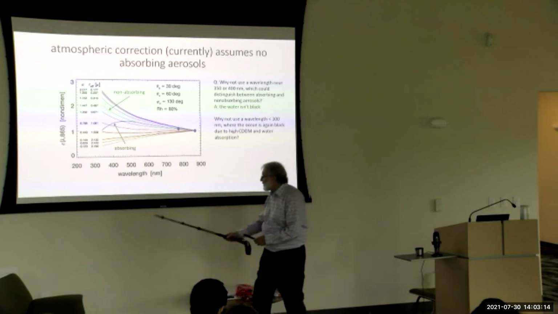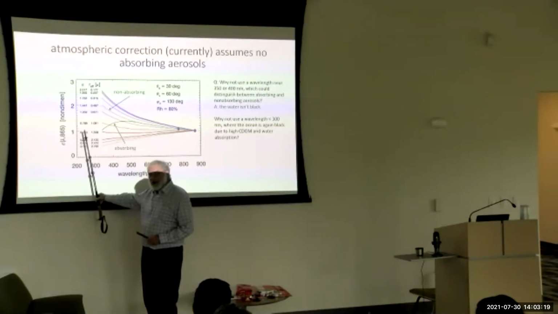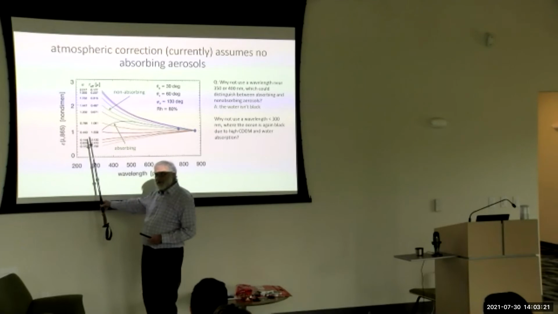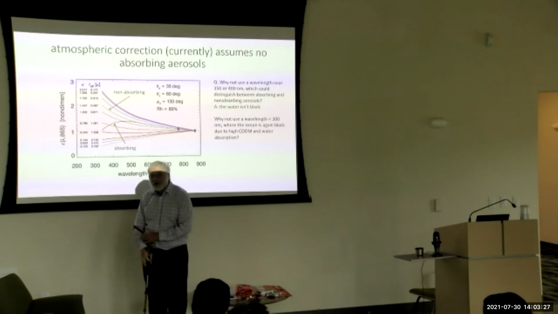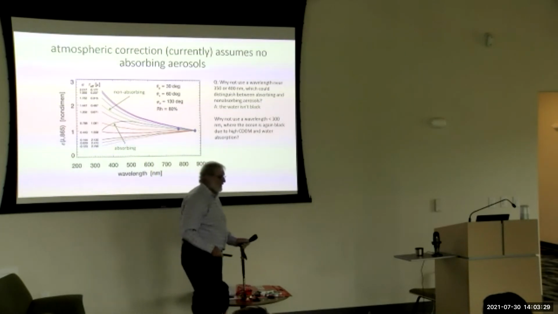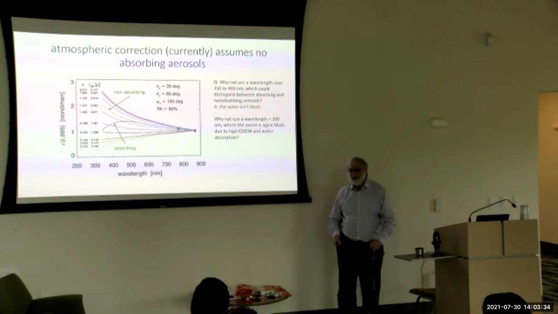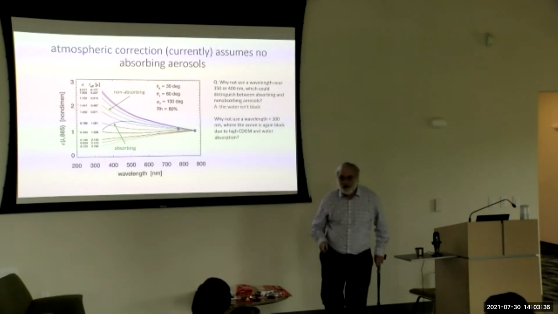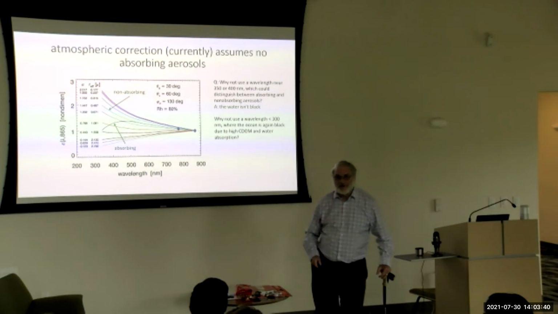So why not put a band at 250 or 280 or something like that? And then we can make the black pixel assumption and we could spot the difference in the non-absorbing aerosol and the absorbing aerosol. So why don't they do a band down somewhere below 300 nanometers? Because ozone sucks it all up. Because what? Ozone absorbs everything. Well, ozone does absorb very strongly down there, so that's one reason.